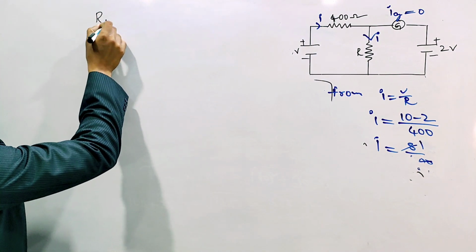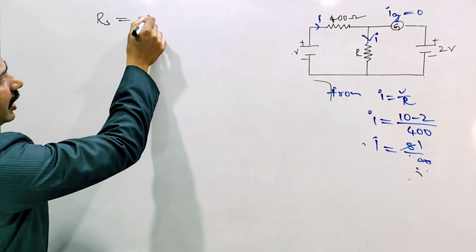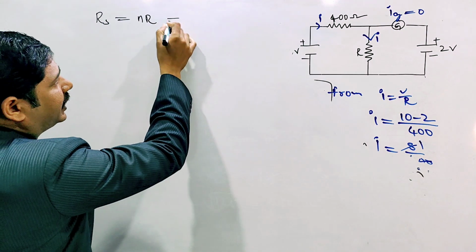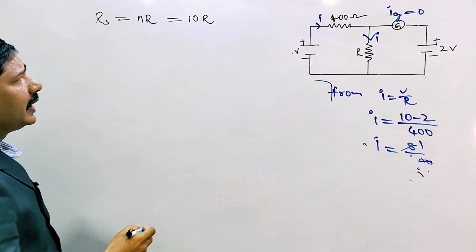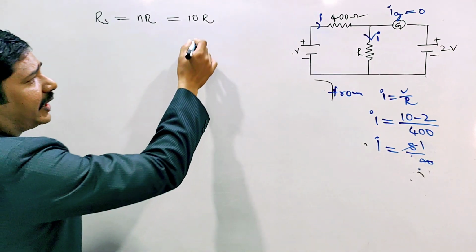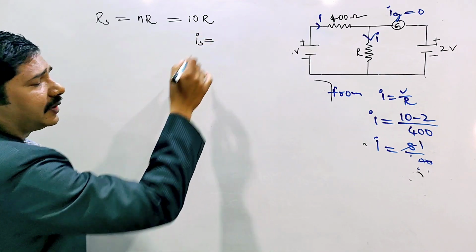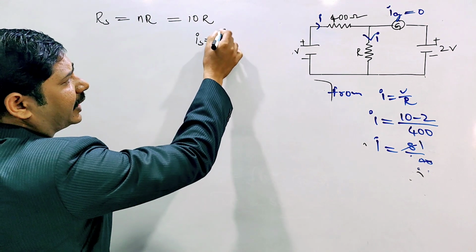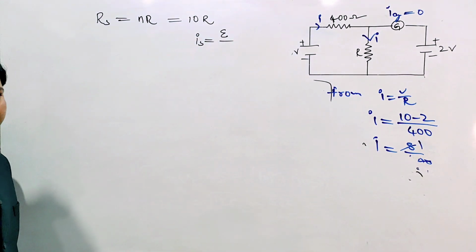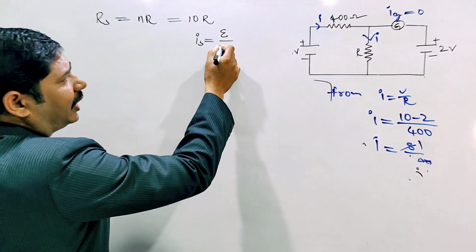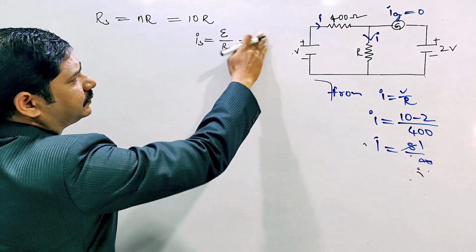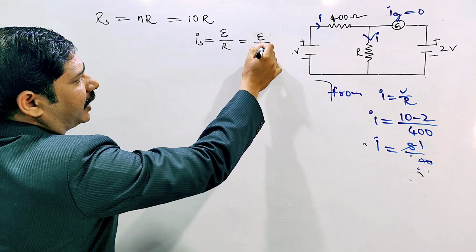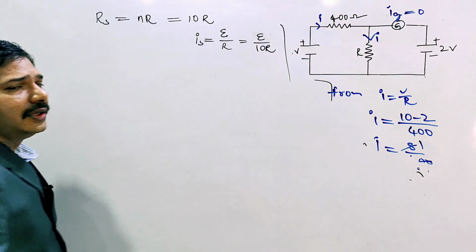Resistors all are identical. The formula is what? R equal to nR, so that equals 10R. So the current at that time, how much? V equal to IR, so I in series is E by R, where R means 10R. E by 10R. This is the series current.